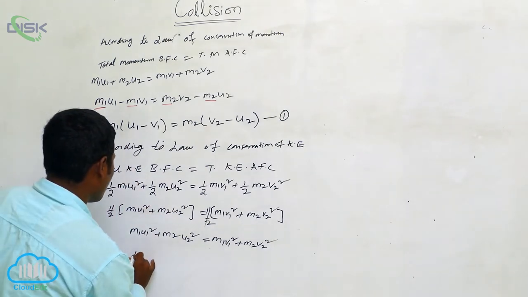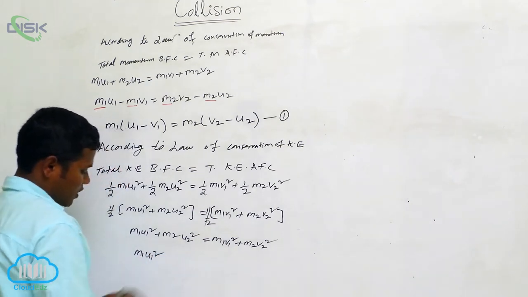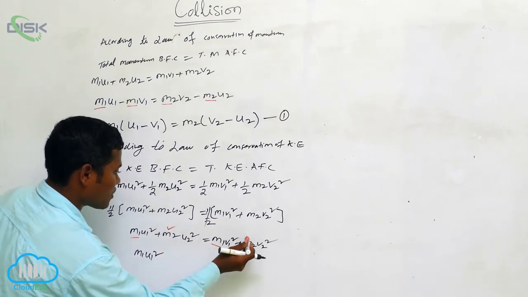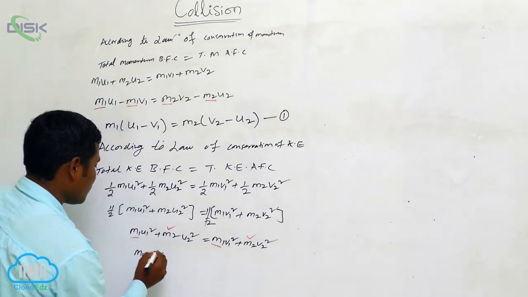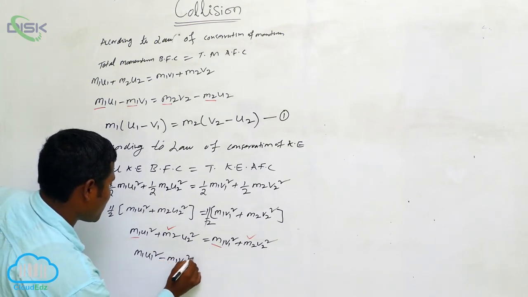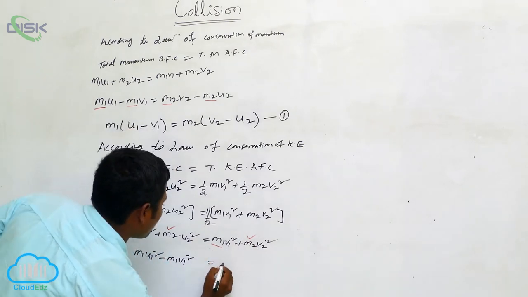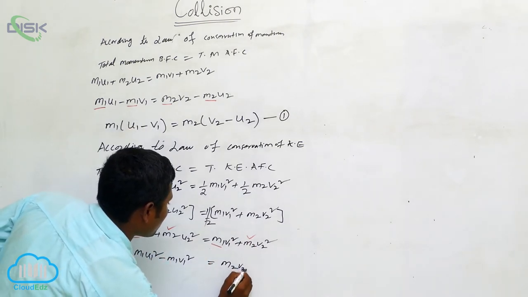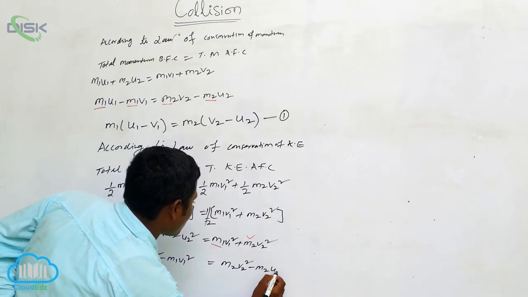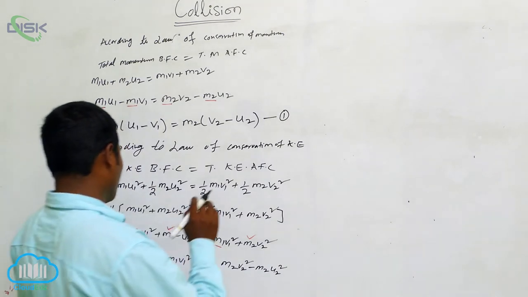See, what is the first one here? M1 u1 square. Next, where is the M1? Here M1 is there, bring it to this side. So M1 u1 square minus M1 v1 square. Then keep the M2 terms on this side only: M2 v2 square minus M2 u2 square. Now also take the common M1.